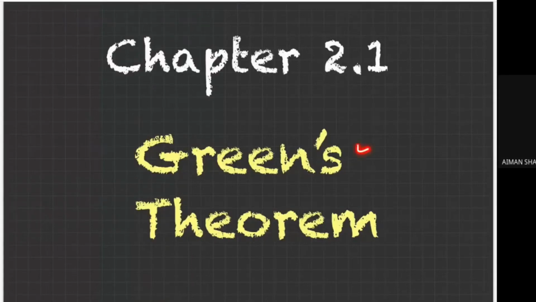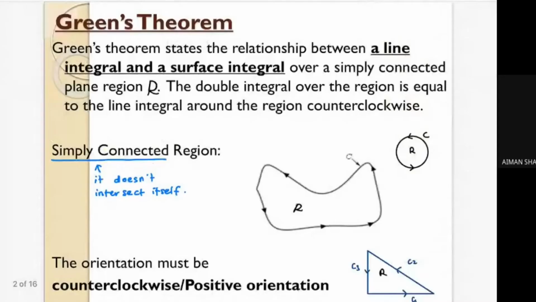1.1 Green Theorem. So after this, we will learn about the Stokes Theorem and also the Gauss Theorem. So what is the Green Theorem? In this Green Theorem, you will use the line integral and also a surface integral. Green Theorem states the relationship between a line integral and the surface integral.